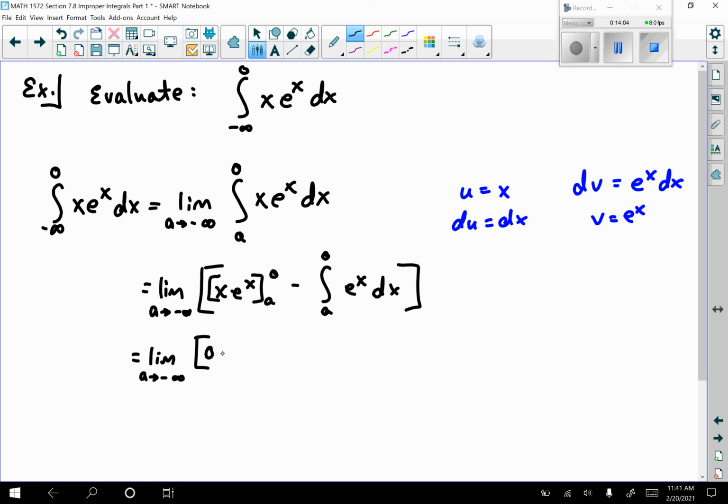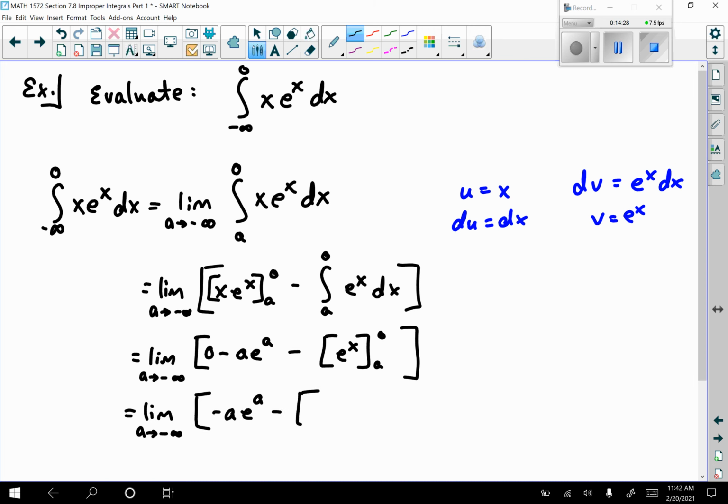I'm going to put the 0 in here to make sure we understand we still have to subtract a times e to the a, and then minus the antiderivative of e to the x, which is e to the x, again from a to 0. So this will just become negative a times e to the a minus, and inside here we'll get e to the 0 minus e to the a.